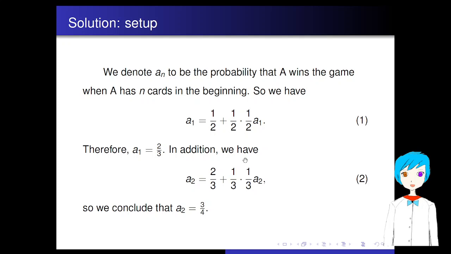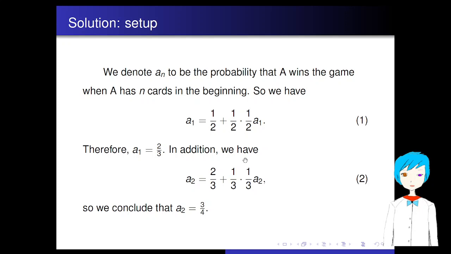If A draws the Joker card and B draws the Joker card back, then everything does not change and A has the same probability to win the game. So we can solve for A_1 as 2/3.